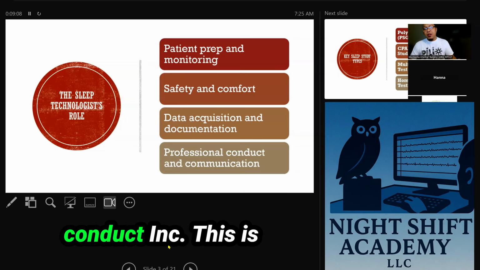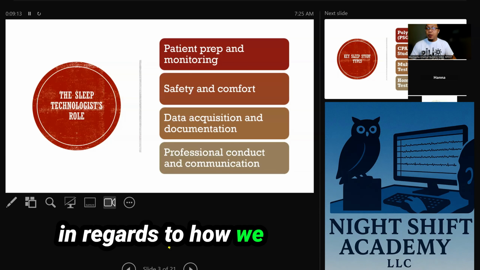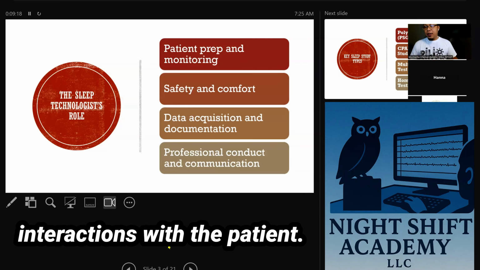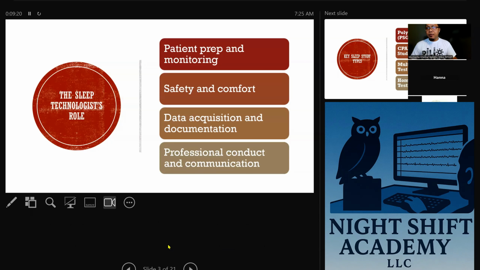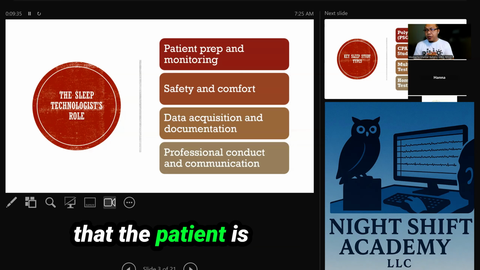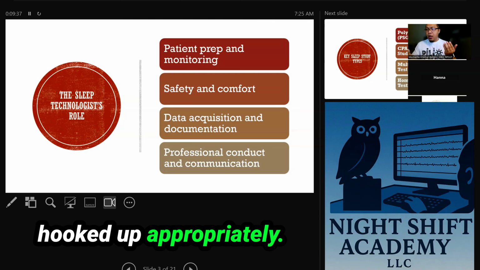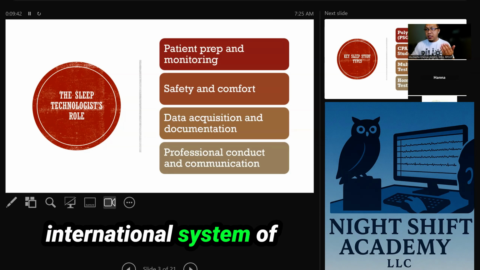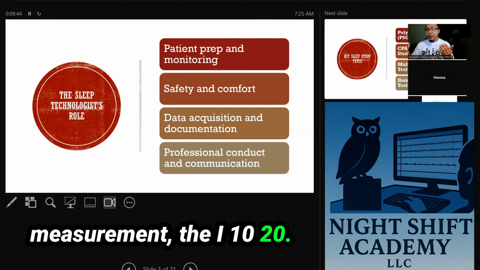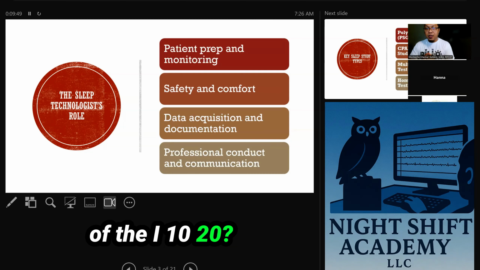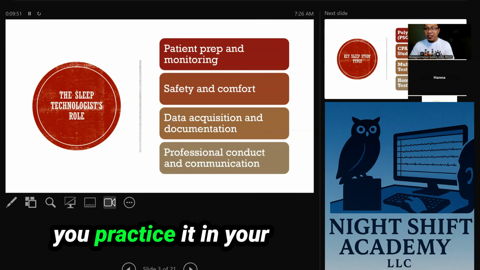And here, Professional Conduct, this is in regards to how we address the patients and the standards of our interactions with the patient. So, patient prep and monitoring. This is when we ensure that the patient is hooked up appropriately. I have a class on the International System of Measurement, the 10-20. Is everyone here familiar with the 10-20? Have you heard of the 10-20? Or did you practice, or do you practice it in your labs?